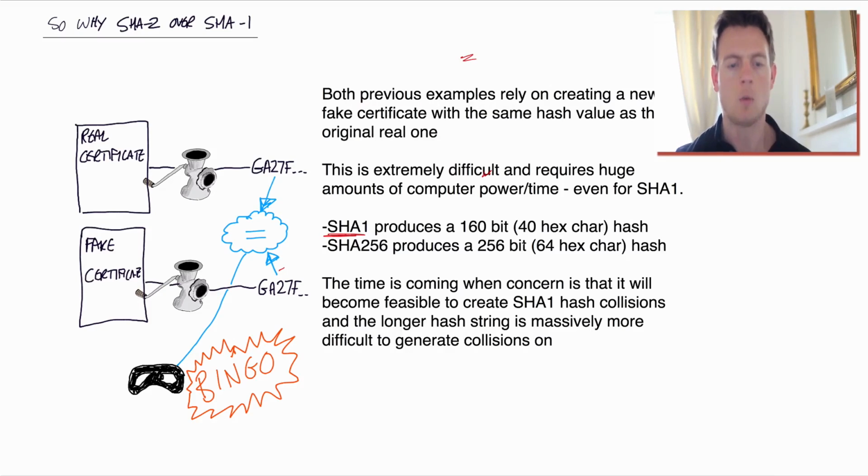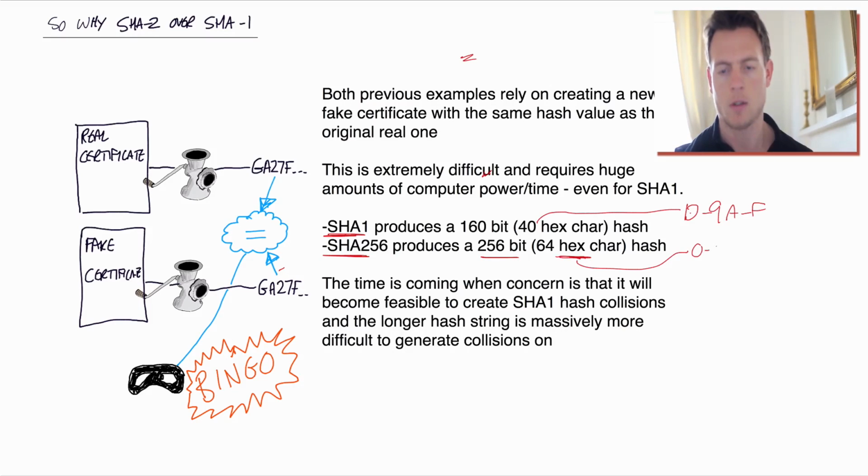as we've written here, SHA-1 produces a 160-bit hash code, so 160 zeros and ones effectively, or 40 hex characters. So a hex character is basically 0 to 9 and A to F, right? SHA-256 produces a 256-bit hash value, or equivalently, a 64 character 0 to 9 A to F string, if you want to represent it in a more human readable way.